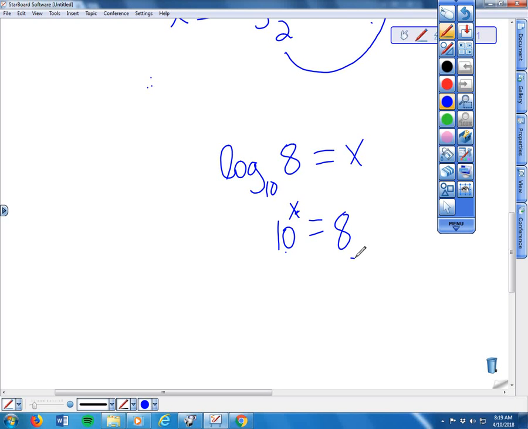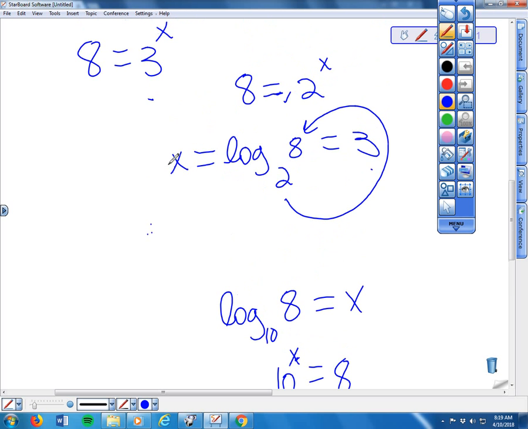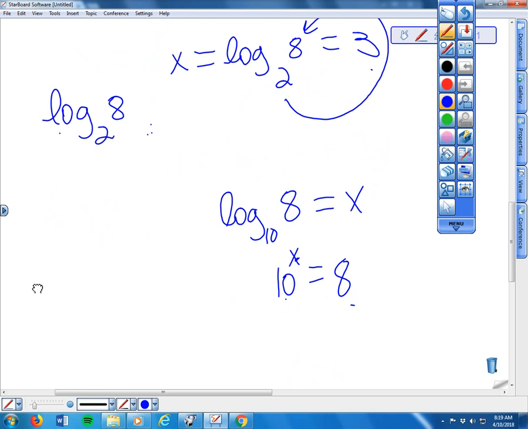Okay? And the change of base formula, if I were going to do this one, log base 2 of 8, and I want to be able to use my calculator. Remember, the calculator, if I hit log, it's not log base 2, it's log base 10. So if I want to use the calculator to figure this out, I'm going to take log base 10 of 8, which I don't even need to write, right, over log base 10 of 2.